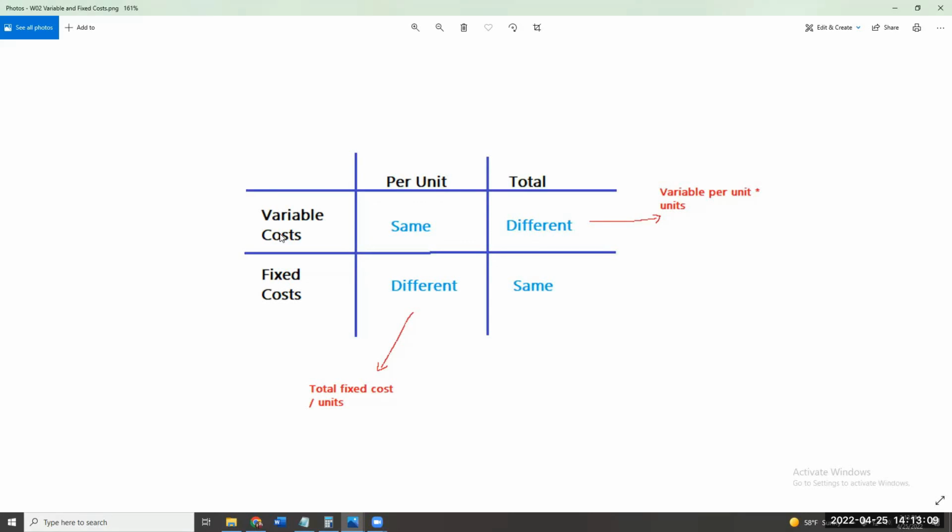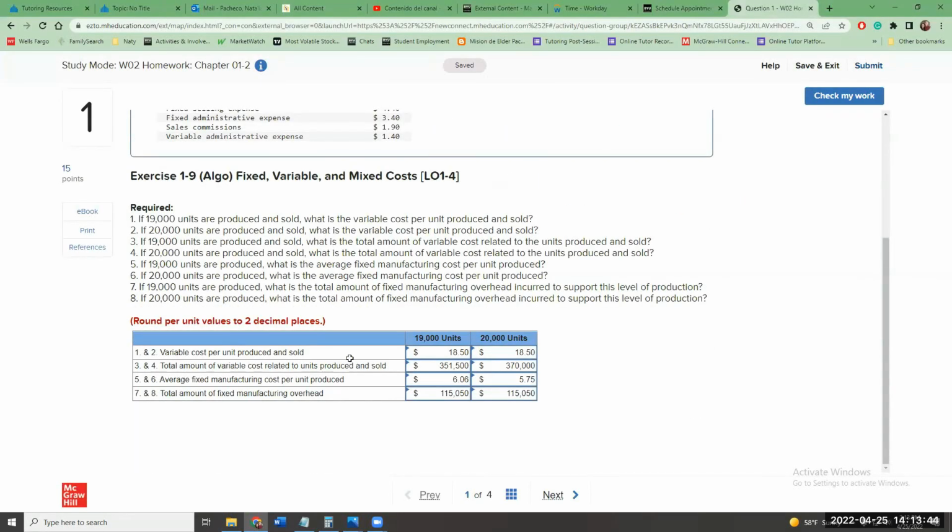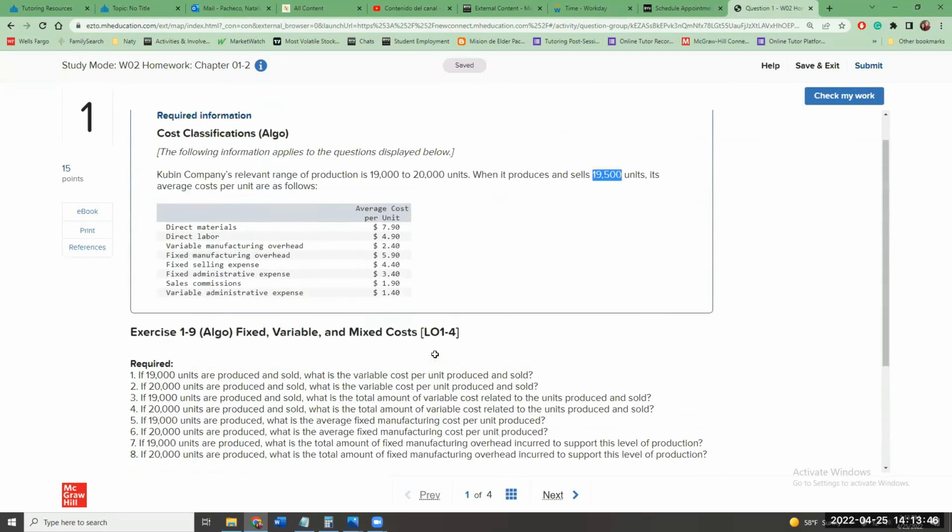The fixed costs are the opposite. The per unit cost is different depending on how many units we sell or produce, and the total is always the same. That's why it's called a fixed cost. It's like rent, like $500 they're going to pay every month no matter how many units they sell. But if they divide it by the units that they sell or produce, the per unit cost is going to be different.